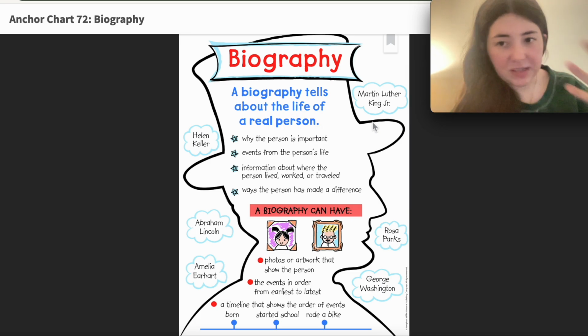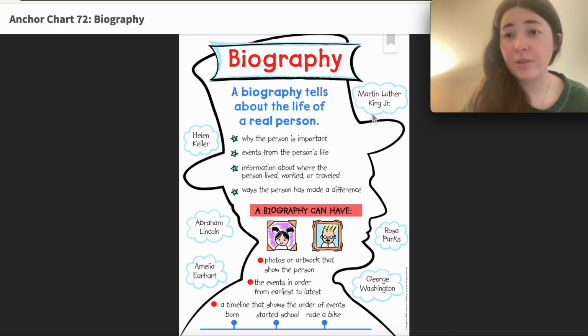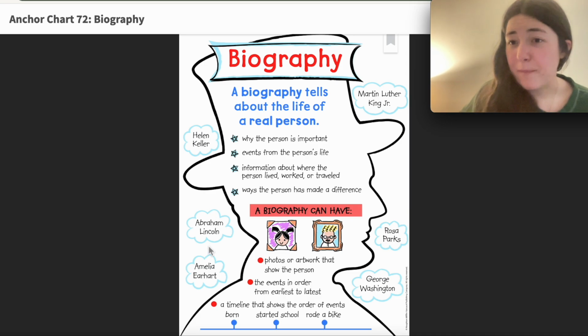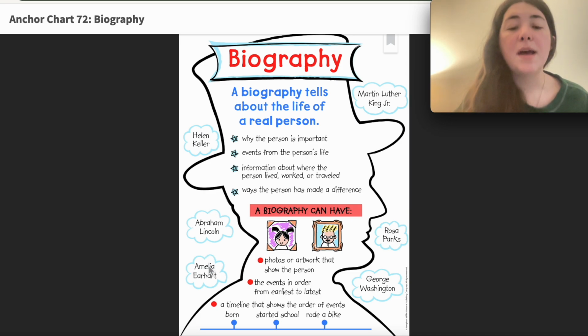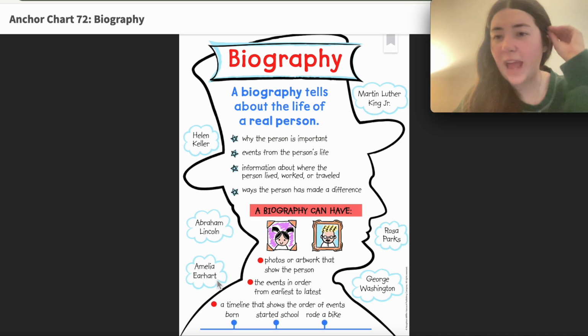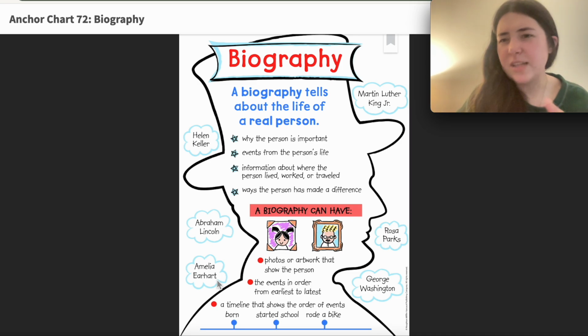We have some examples in these little bubbles on the outside, like Martin Luther King Jr., who we learned about earlier this week, or Helen Keller. Abraham Lincoln is one of our presidents. Amelia Earhart, we're going to be learning about in just a couple minutes. Rosa Parks, and George Washington was our first president of the United States. These are all examples of people who could have biographies written about them. Biographies are usually about famous or important people, but could also be about just regular, normal people too.